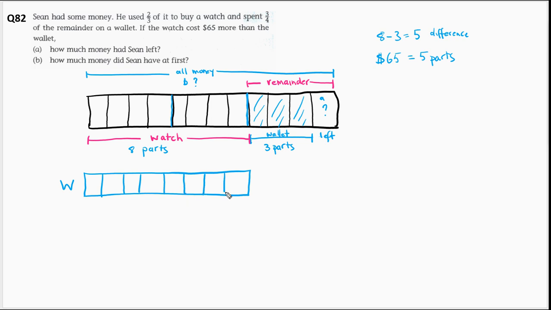Okay. And then I split it into these quarters, didn't I? Okay. So let's check: 1, 2, 3, 4, 5, 6, 7, 8. 1, 2, 3, 4, 5, 6, 7, 8. So that's the watch. And then we have the watch and wallet. And the wallet is 1, 2, 3 parts.